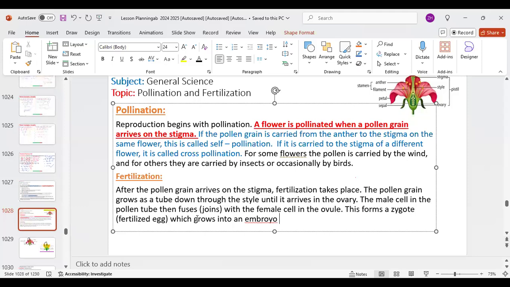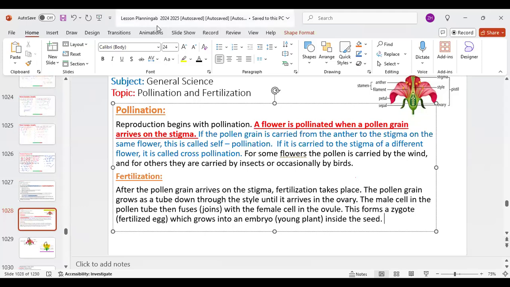Mr. Petit, that word sounds somewhat like a Pokemon just now. What, embryo? No, zygote. Oh, zygote. Oh, young plant. And inside the seed. Inside the seed. All right.